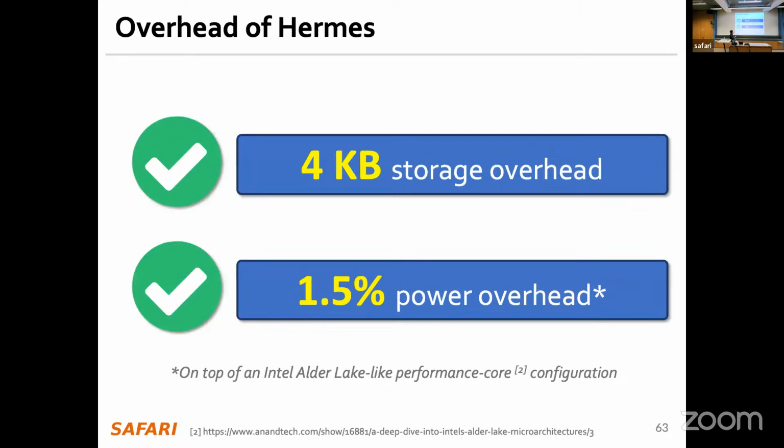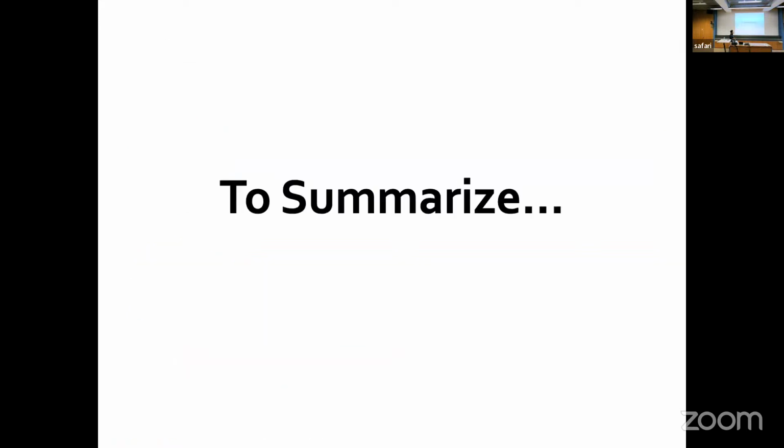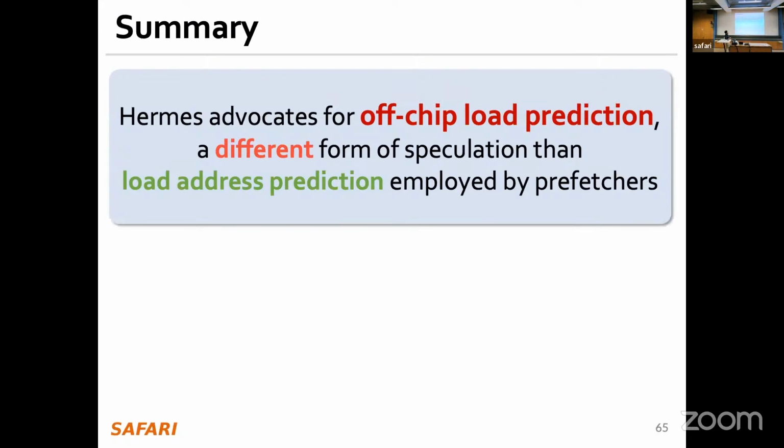And in the end, as I said, it's a very modest storage overhead, only 4 KB, and it consumes, let's say, 1.5% power overhead as compared to an Alder Lake type performance core configuration. So that's to summarize everything that I have said till now. Essentially, Hermes advocates for off-chip load prediction, which is a different form of speculation than the load address prediction employed by prefetchers. So that's what I want you to take away, right?